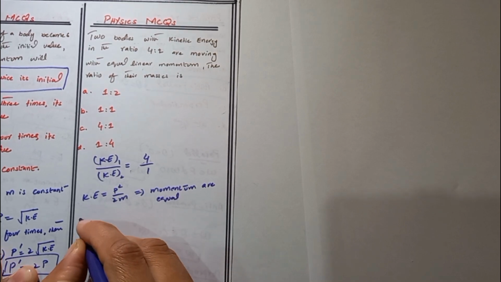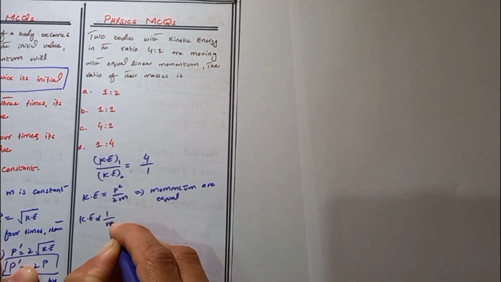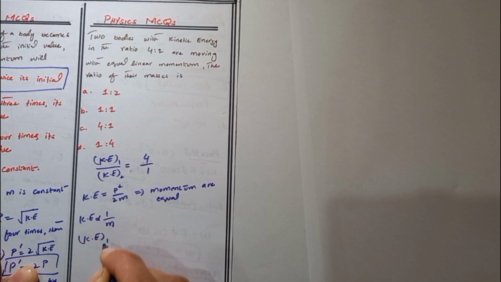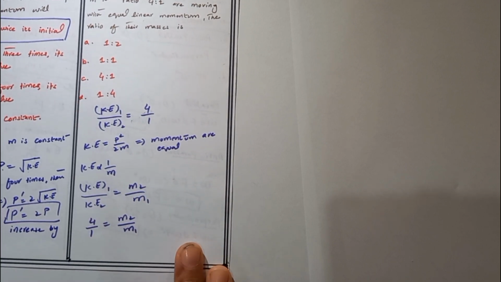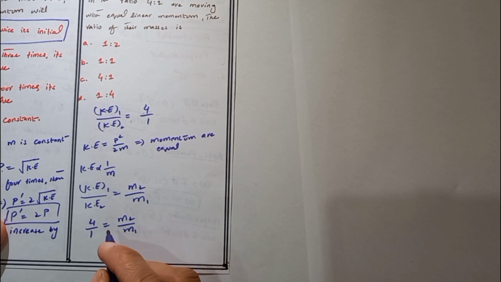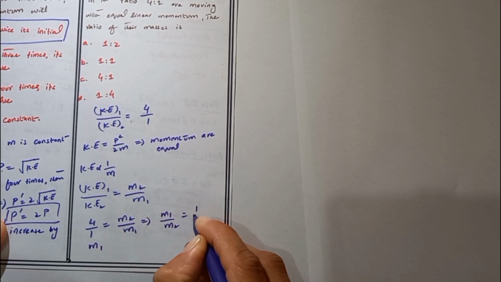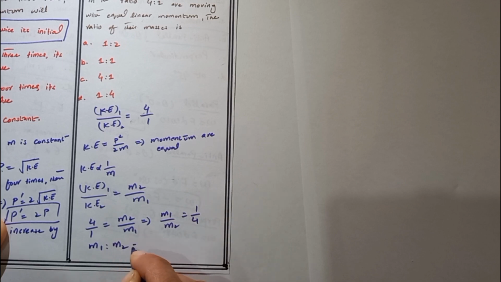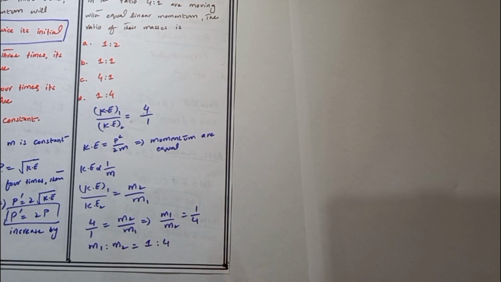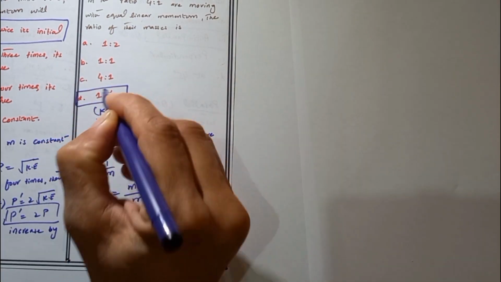So kinetic energy is inversely proportional to mass. So we can write the ratio of kinetic energy 1 to kinetic energy 2 is equal to m2 over m1. In this case, the kinetic energy ratio is given, so we can write 4 over 1 is equal to m2 over m1. So the ratio of the masses, m1 over m2, is equal to 1 over 4. So m1 ratio m2 is equal to 1 ratio 4. The ratio of the masses is 1:4.